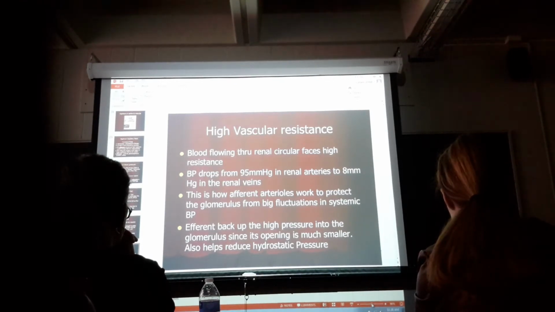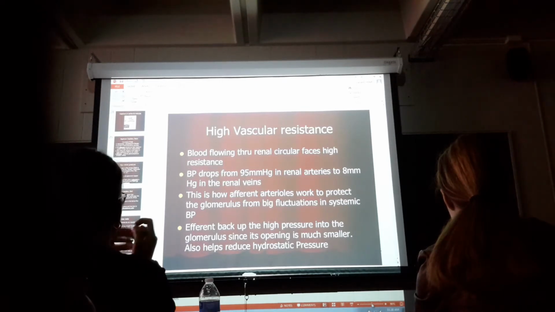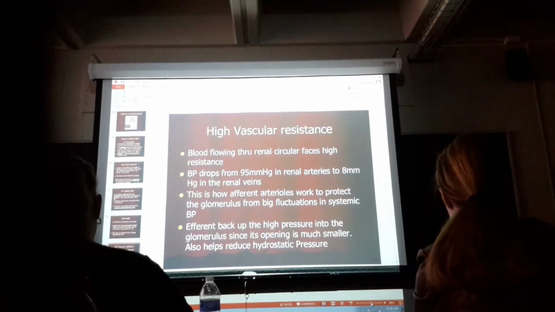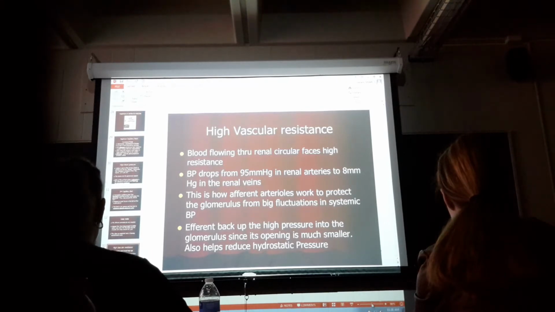Okay, so high vascular resistance: blood flowing through the renal circulation faces high resistance. We have lots of capillaries in there, and remember capillaries are small. So blood pressure drops. It comes in the renal artery, we're coming off of the abdominal aorta into the renal artery, so we're pretty high pressure because we have a pretty large vessel there. And it's coming in at about 95 millimeters of mercury, so that's pretty high pressure.